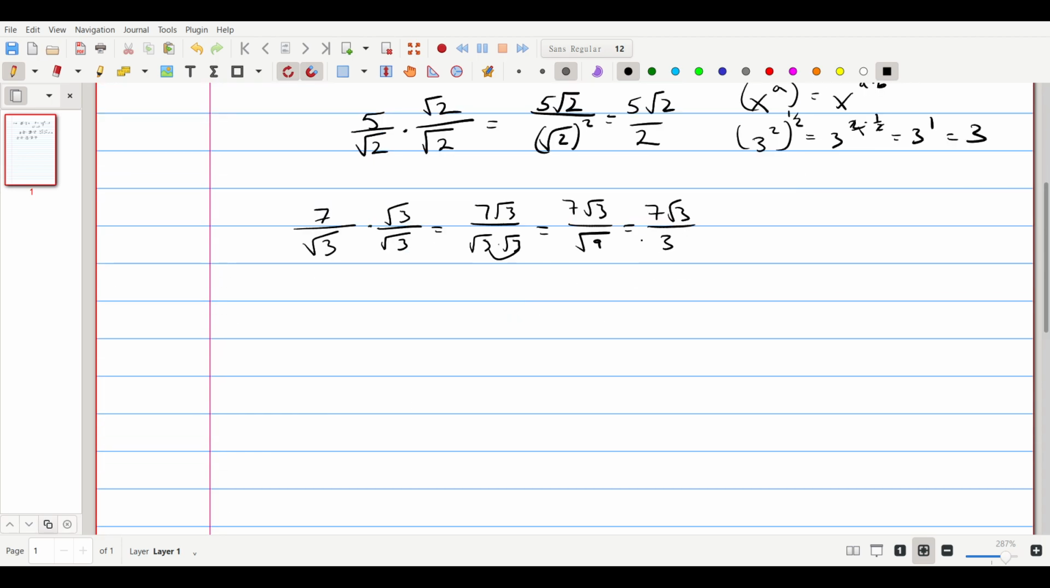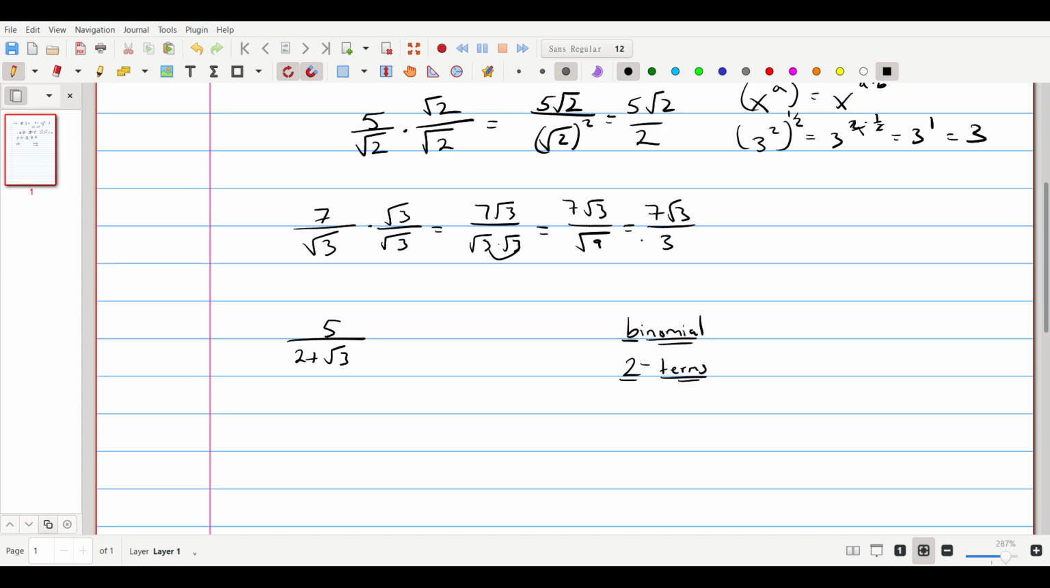Okay, and then what if we had something like this, where now we have what we call a binomial on the bottom. Binomial. What does bi mean? It means 2. Nomial means terms. So bi, 2, nomial. So we have 2 terms on the bottom.